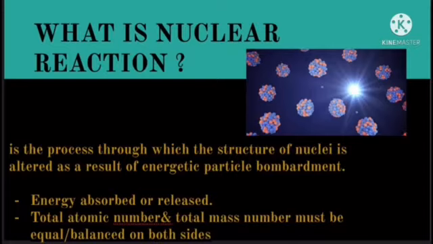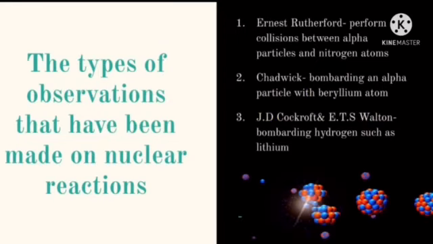First of all, I want to present about what is a nuclear reaction. Nuclear reaction is the process through which the structure of nuclei is altered as a result of energetic particle bombardment. During a nuclear reaction, energy is absorbed or released. The total atomic number and total mass number must always be equal or balanced on both sides of the equation in nuclear reactions. There are several types of observations that were made on nuclear reactions.